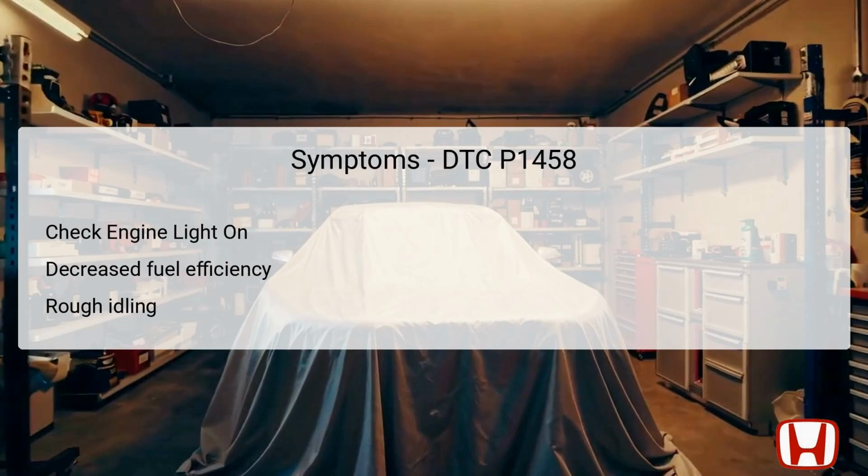Symptoms associated with DTC P1458 may include the illumination of the check engine light on the dashboard, indicating that something requires attention. As the ECU monitors fuel pressure, car owners may experience decreased fuel efficiency due to improper fuel mixture caused by incorrect pressure readings.